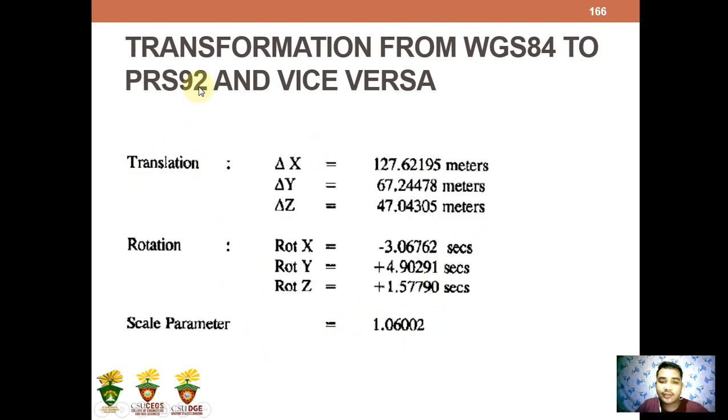But if we're going to do it vice versa, which is from PRS to WGS 84, ma-change ang sign ani nila pito. Like sa translation, mahim na siyang negative, negative, negative. Sa rotation, ang X mahim na siyang positive. Si Y ma-negative, si Z ma-negative. And si scale parameter is ma-negative.